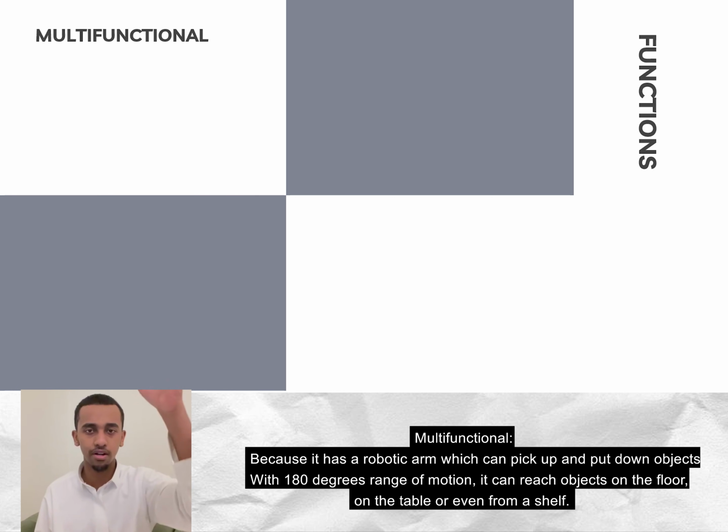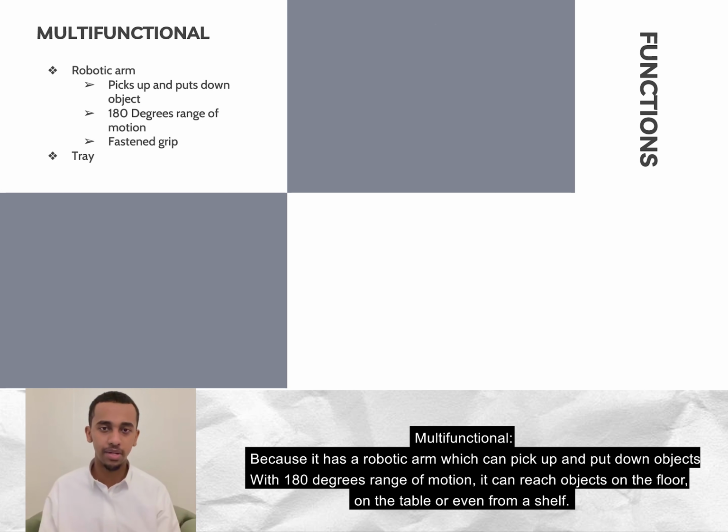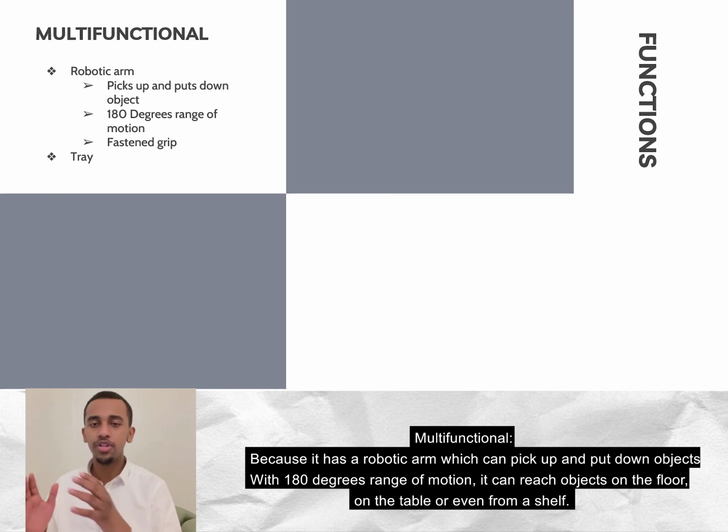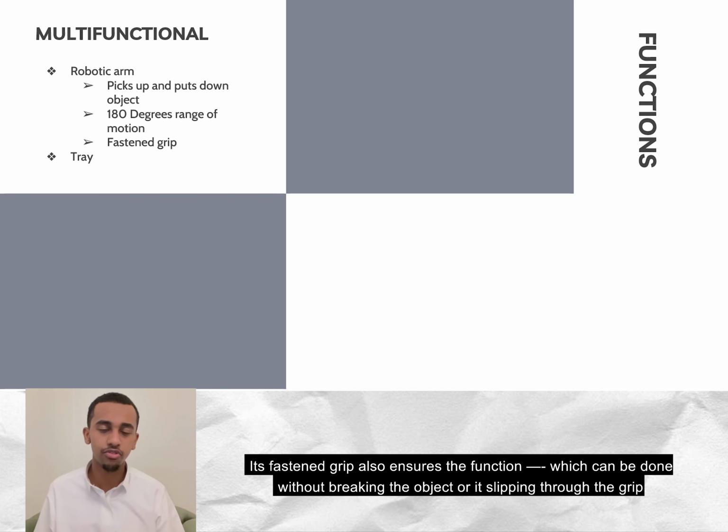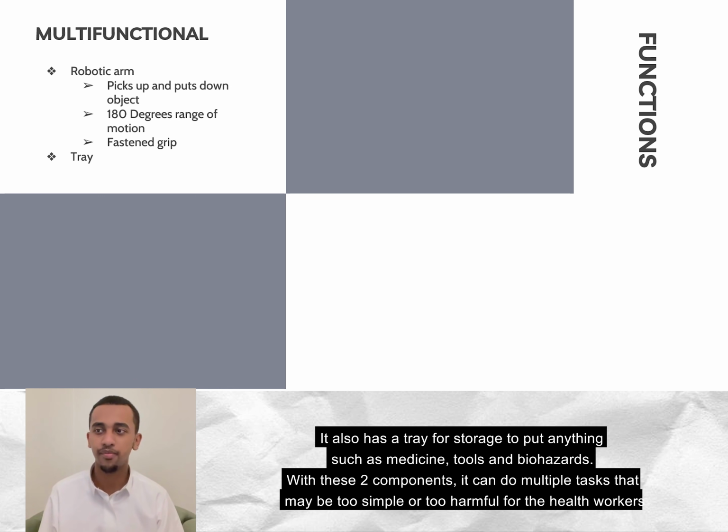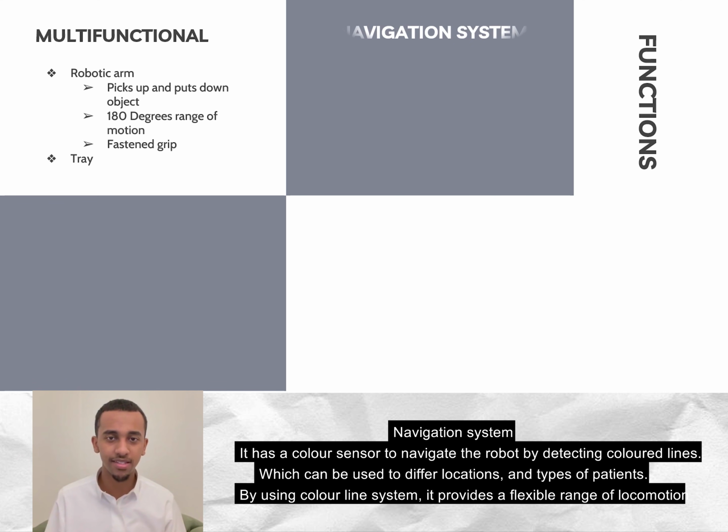It's multifunctional because it has an arm which can pick up and put down objects within a 180-degree range of motion, from the floor, on a table, or even from a shelf. Its fastened grip also ensures the function can be done without breaking the object or it slipping through the grip. It also has a tray for storage to put anything, such as medications, tools, and biohazards. With these 2 components, it can do multiple tasks that may be too simple or too harmful for health workers.